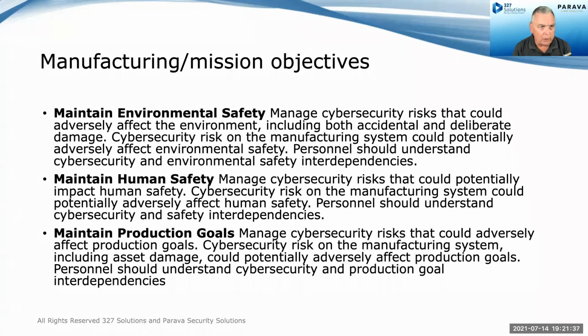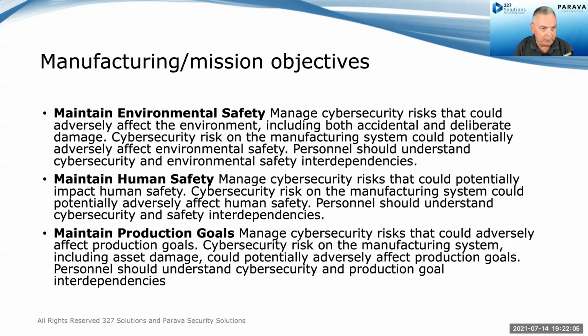So you've got the environmental stuff covered. Here, this particular manufacturing mission objective is to manage the cybersecurity risks that could adversely affect the environment, including both accidental and deliberate damage. Cybersecurity risk on the manufacturing system could potentially affect environmental safety. So what the controls are going to do is help your personnel understand the cybersecurity and environmental safety interdependencies.